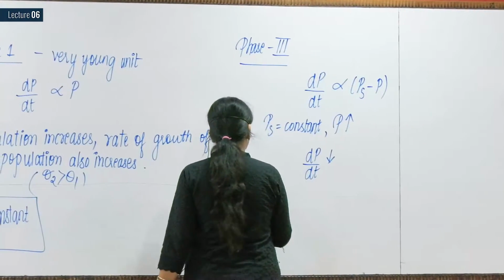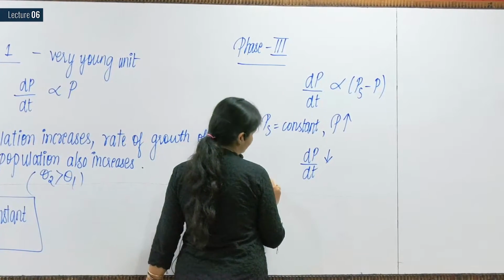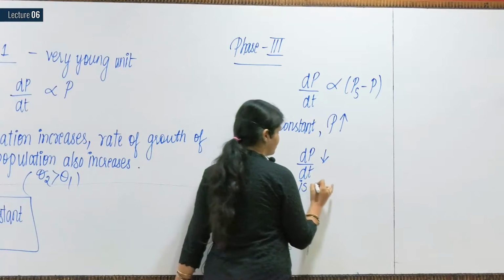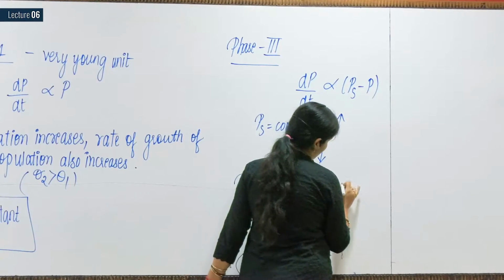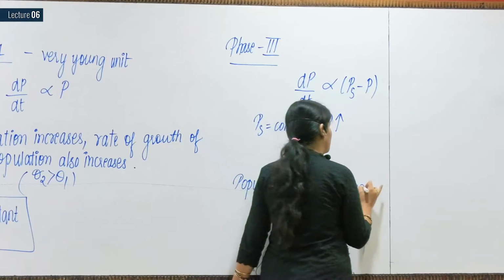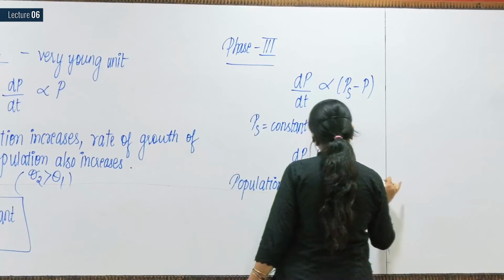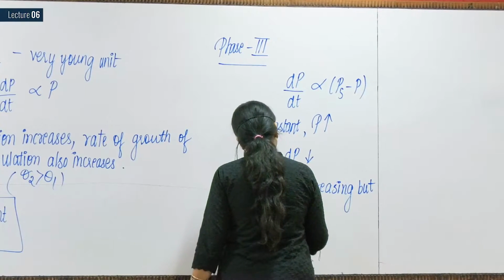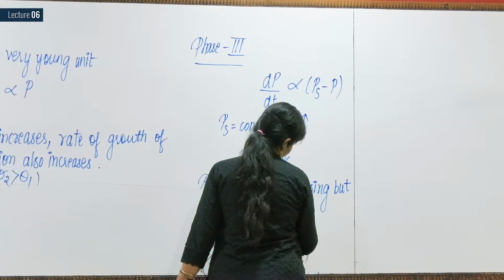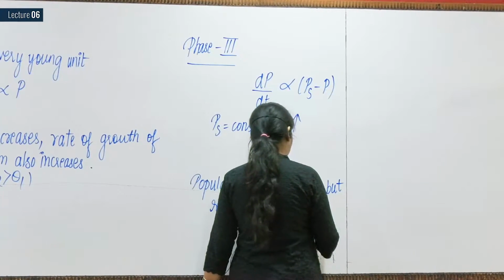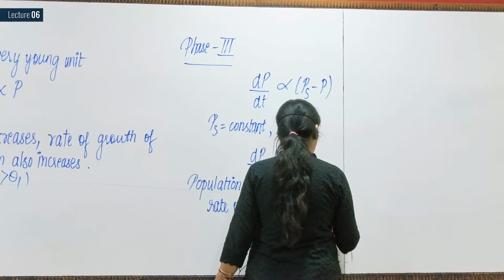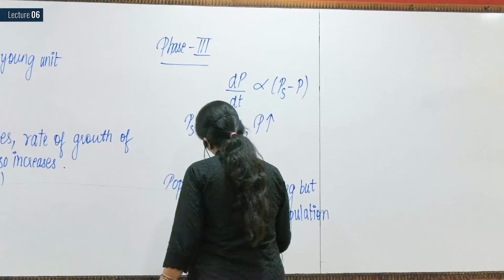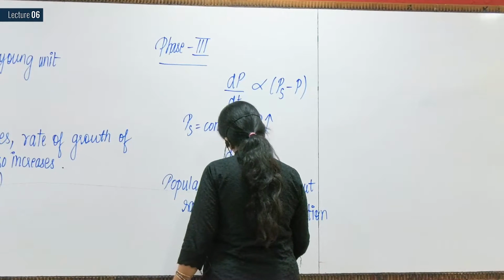So I can write: population is increasing, but rate of growth of population is decreasing. Now, first of all, two questions which you should ask me.